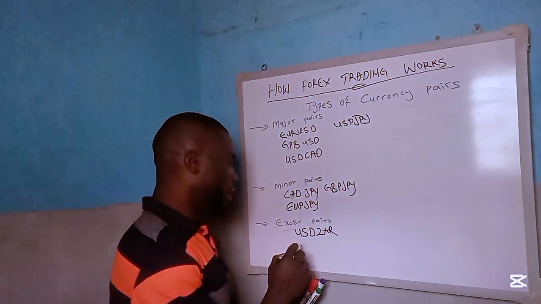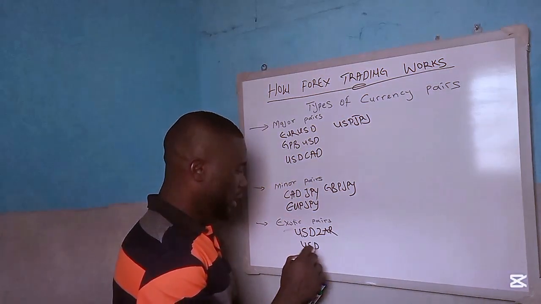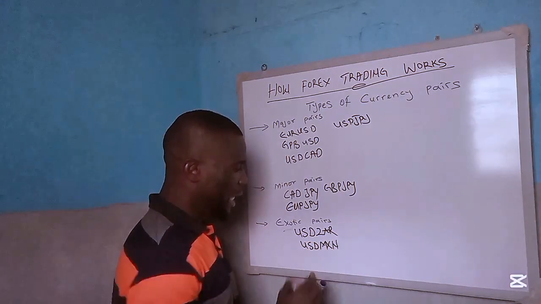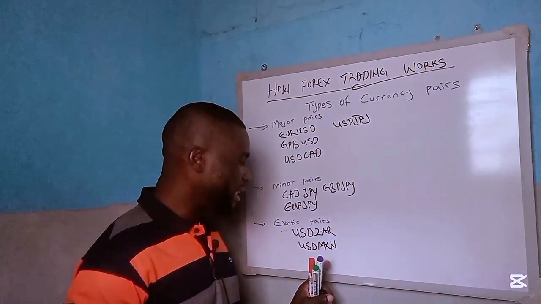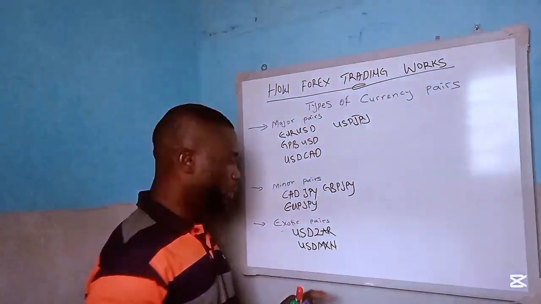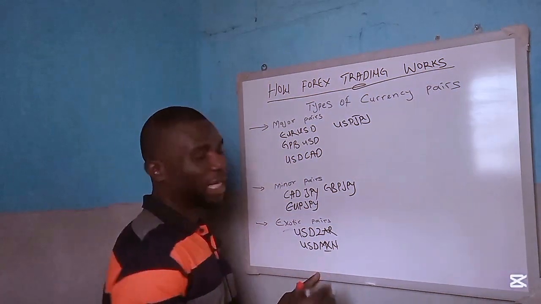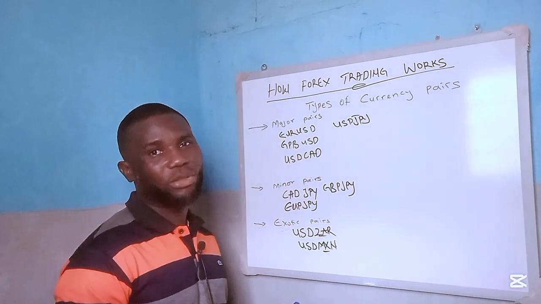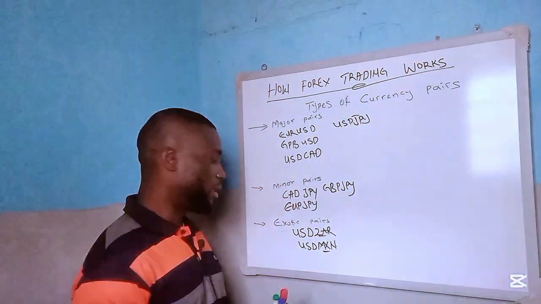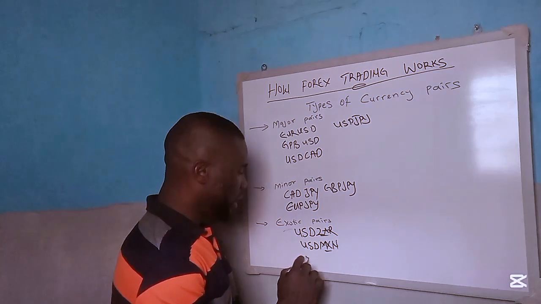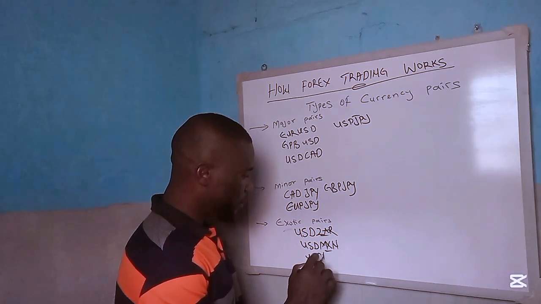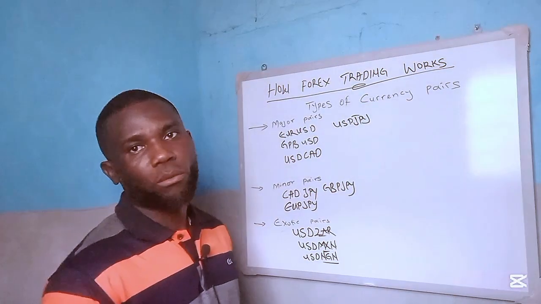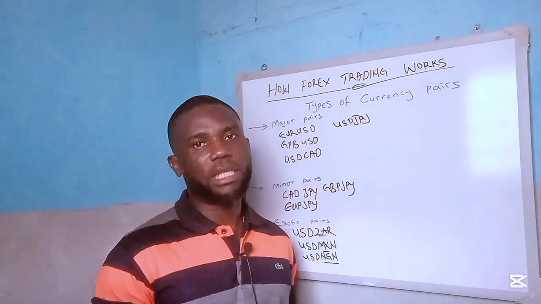Another one is USD MXN, that is the Mexican peso. So this one is the South African Rand, and this one is the Mexican peso. What of our own exotic pairs? Even our Nigerian currency, USD NGN, the Nigerian Naira. Even the Nigerian Naira, all these are exotic pairs.